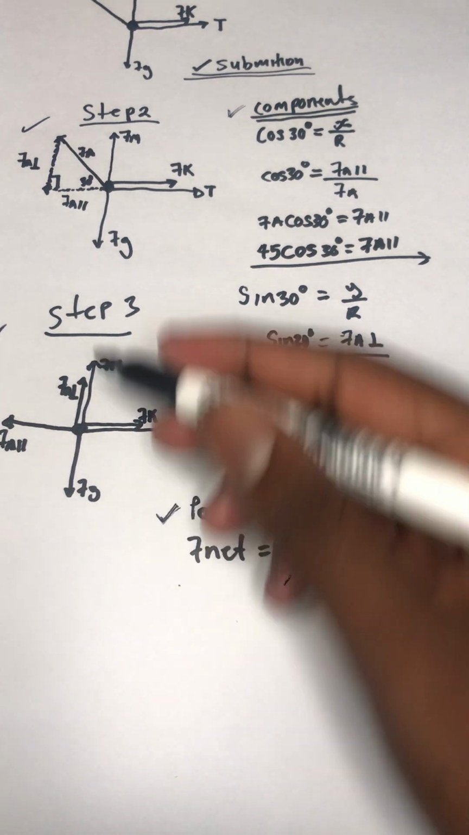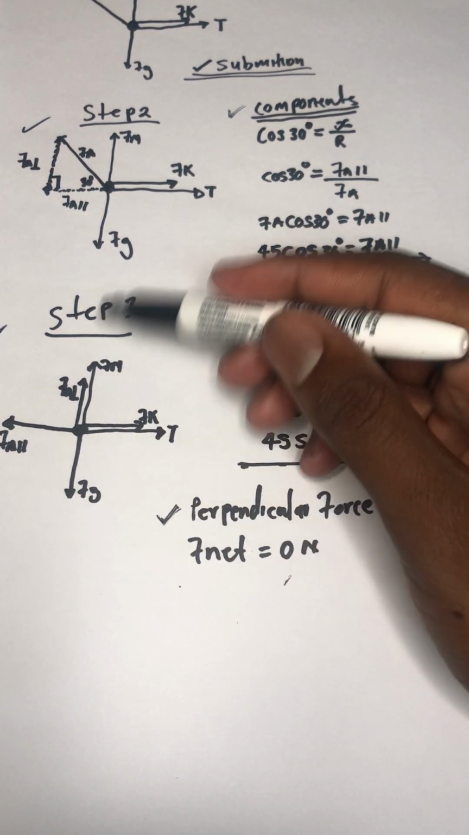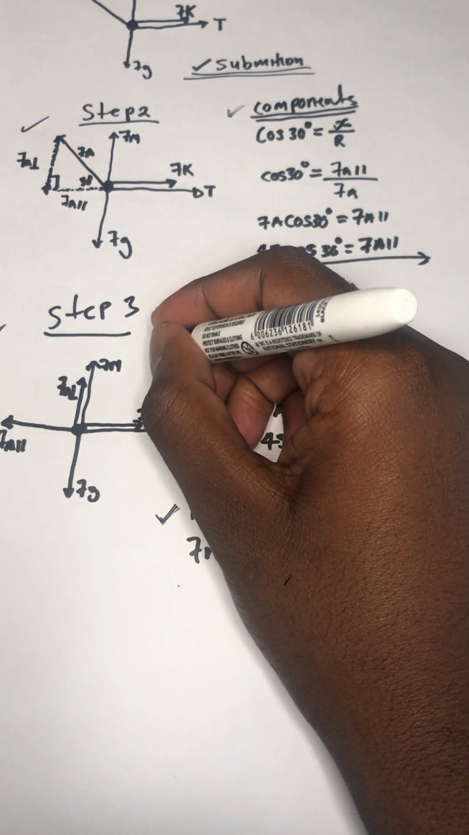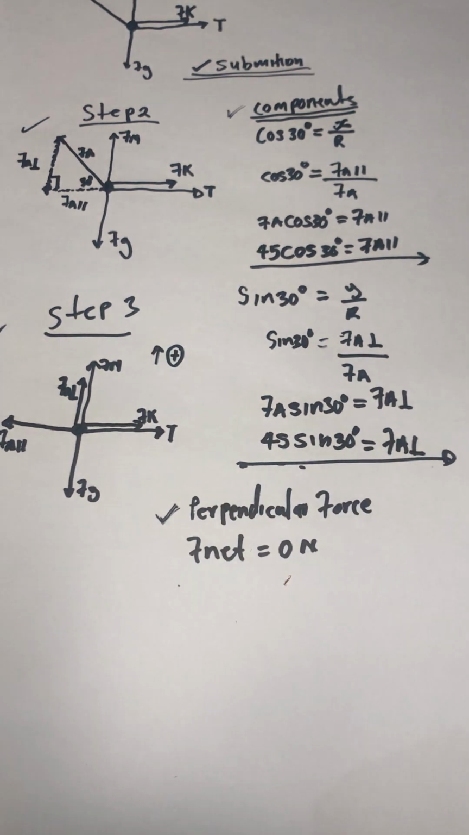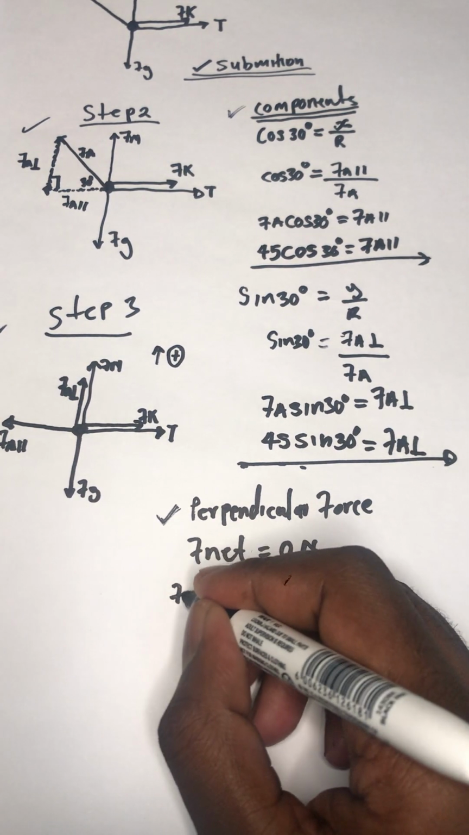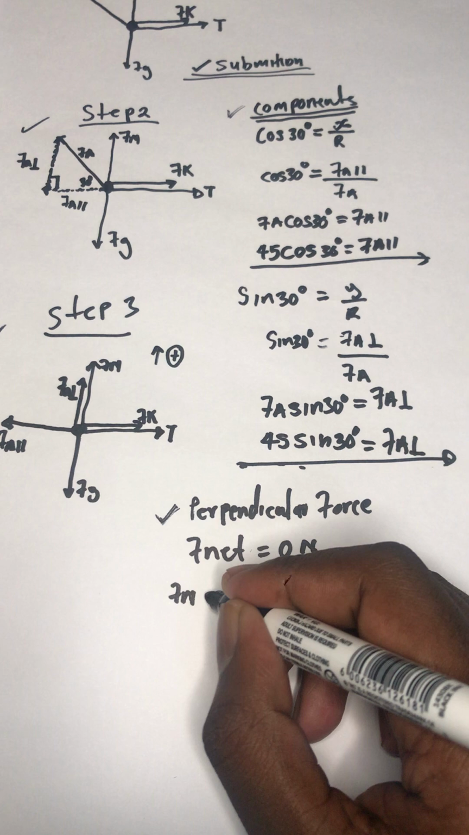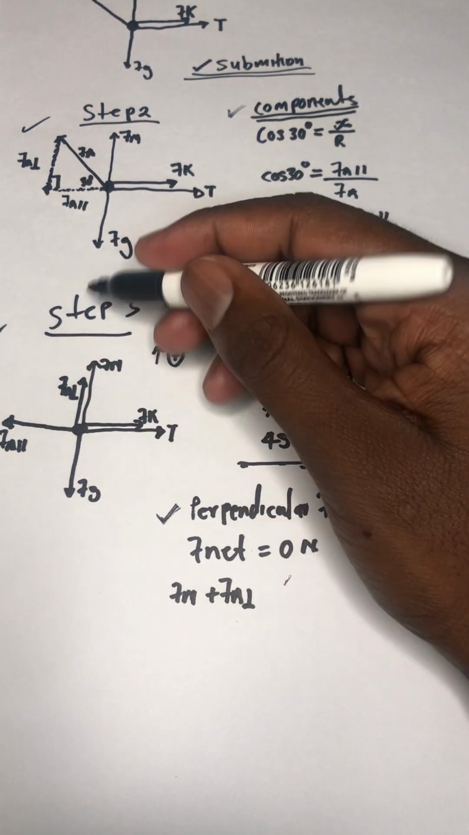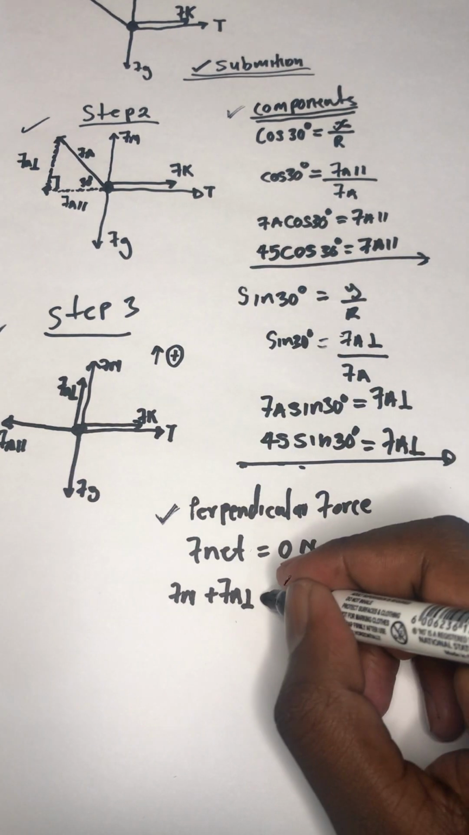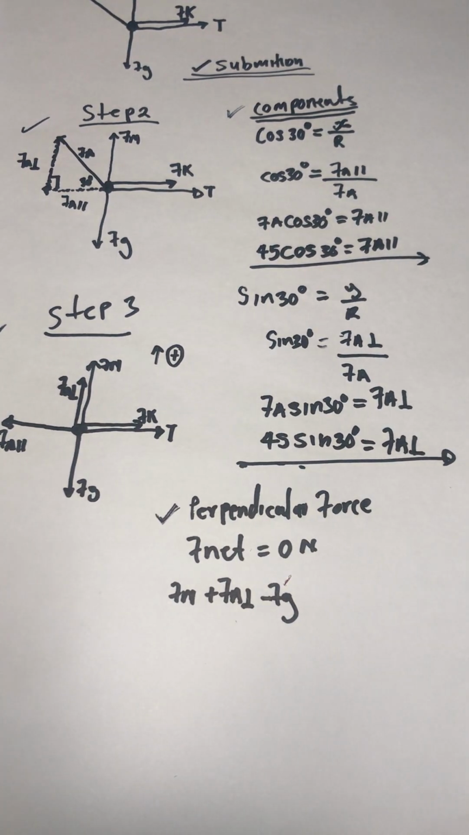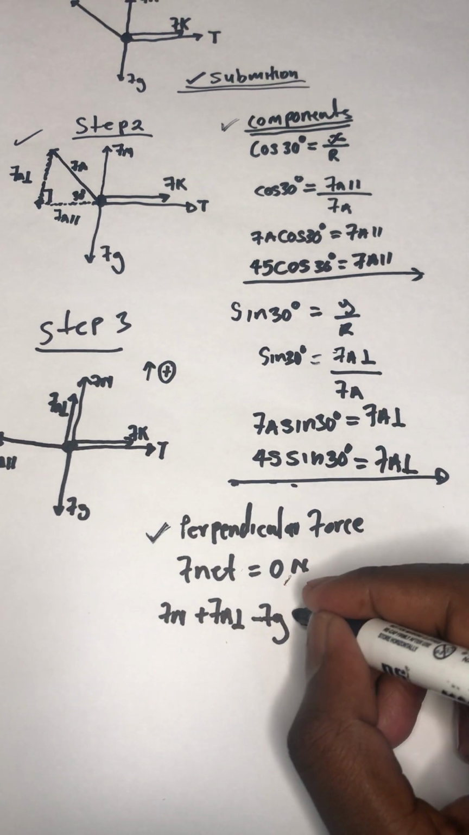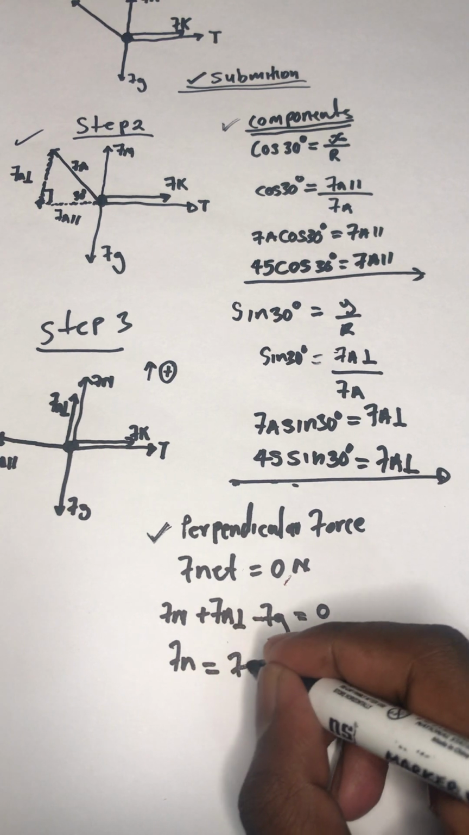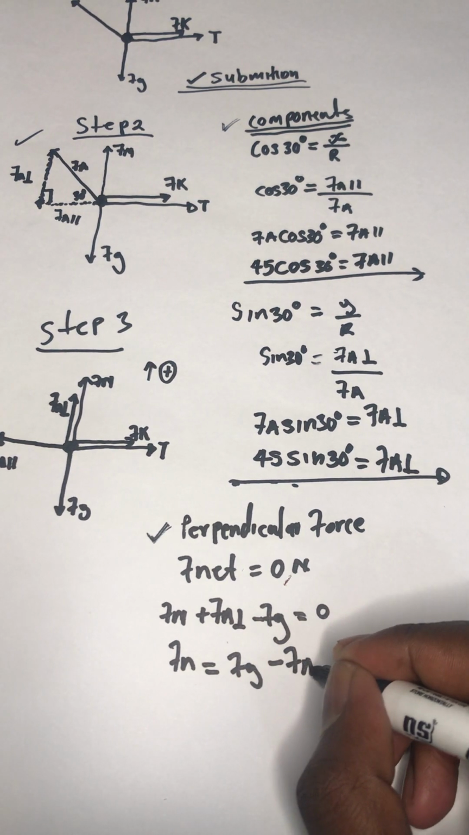Okay, so which forces do we see here that are perpendicular to the surface? Normal force. Okay, let's say upward is positive. So Fn plus Fa perpendicular are going upward, and then there's Fg, which acts in the opposite direction. And then Fn equals Fg minus Fa perpendicular.